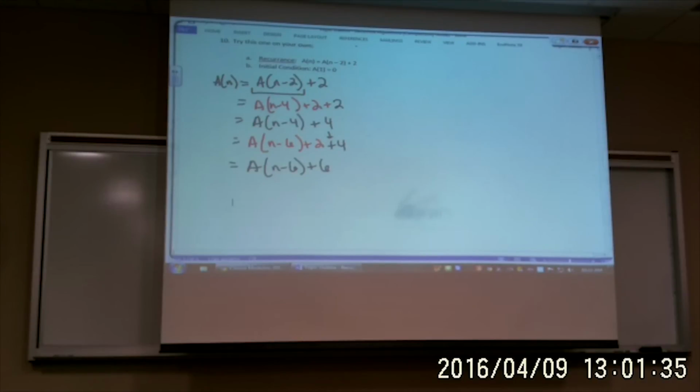Pattern, just like the one we did before. Okay? We started with n minus 2 plus 2. We got n minus 4 plus 4. Then we got n minus 6 plus 6. Simplified, a of n equals a of n minus i plus i. Just like before. Okay? I wanted to give you one that was similar, but still a little bit different.